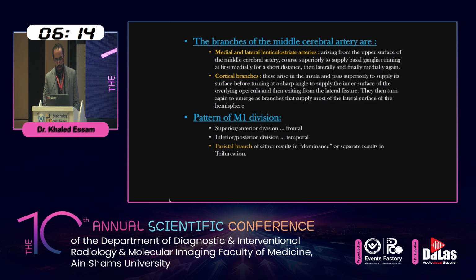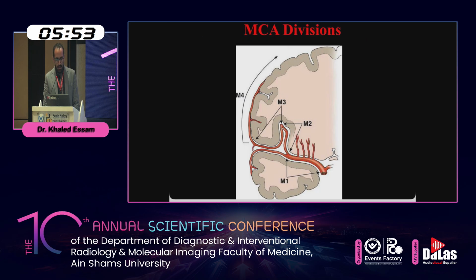Branches of the middle cerebral artery are medial and lateral lenticulostriate arteries supplying the basal ganglia and cortical branches supplying the brain hemisphere. As for the pattern of M1 division, most of the time it ends as a superior anterior division supplying the frontal lobe and an inferior posterior division supplying the temporal lobe and parietal branch according to the dominance. Here we can see in the diagram the MCA divisions.